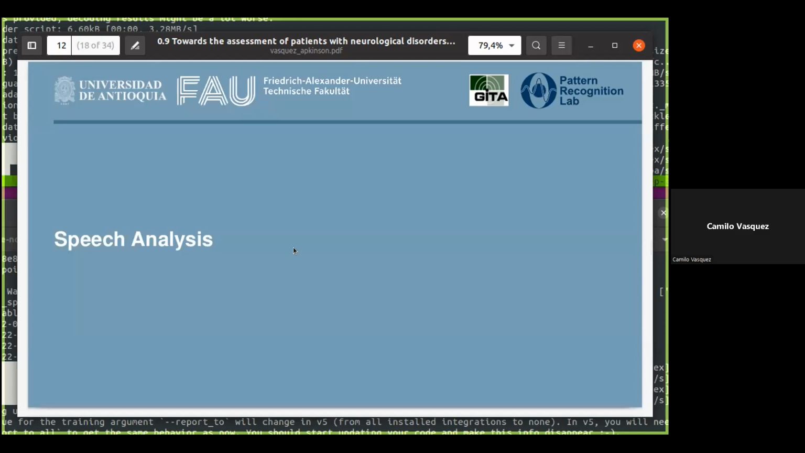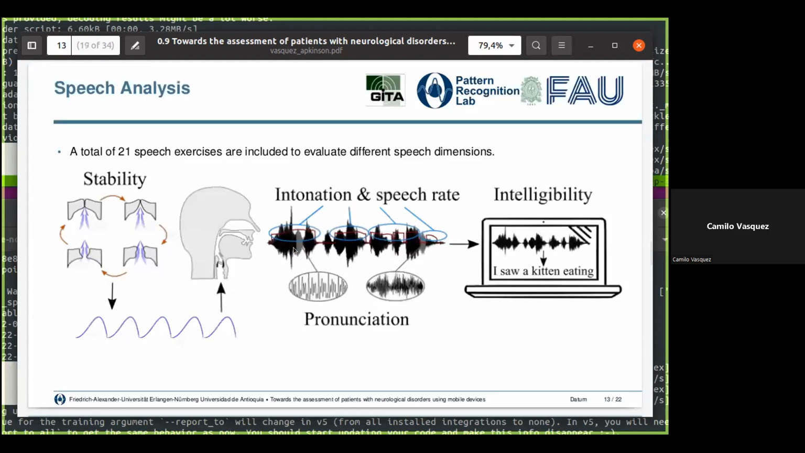Now, Apkinson incorporates some methods and algorithms for speech and movement analysis. Regarding speech, Apkinson records a total of 21 speech exercises, including diadochokinetic exercises like the rapid repetition of syllables like pataka, pataka, pataka, phonations of sustained vowels like I, U, some read sentences, and the description of images. For those 21 exercises, we performed an analysis based on 4 different dimensions of speech.